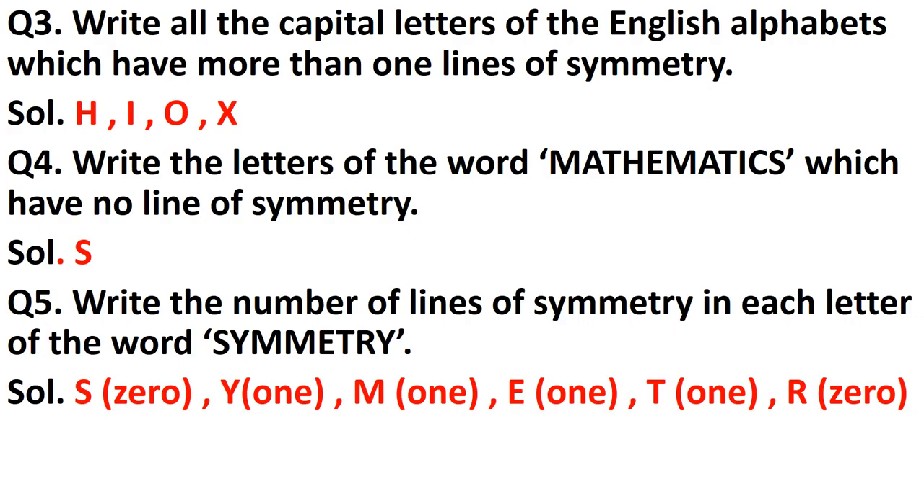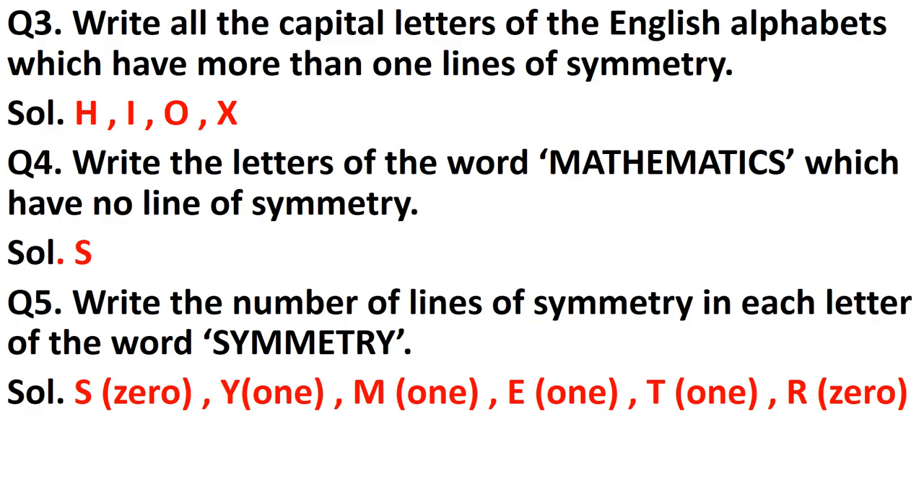Question number 4. Write the letters of the word mathematics which have no line of symmetry. In the word mathematics, there is only the letter S which has no line of symmetry. Otherwise, all the letters have one or more than one line of symmetry. Okay, so your answer is S.